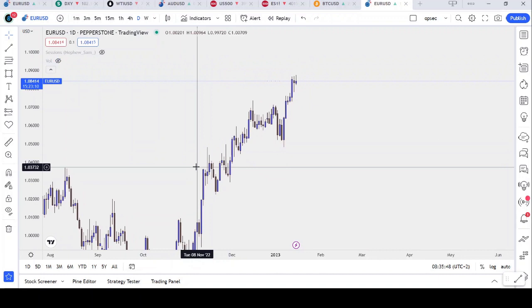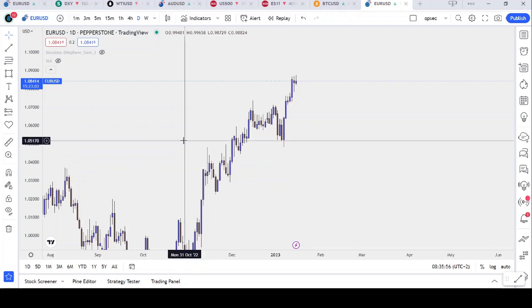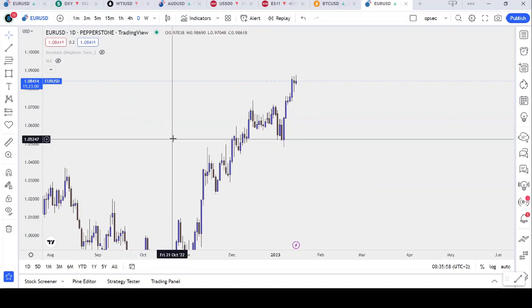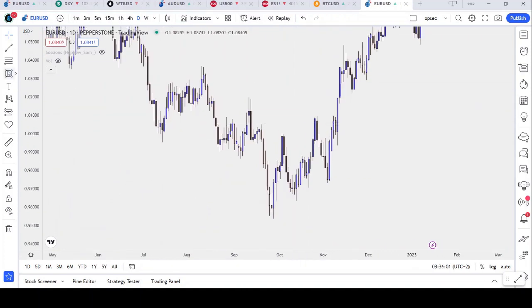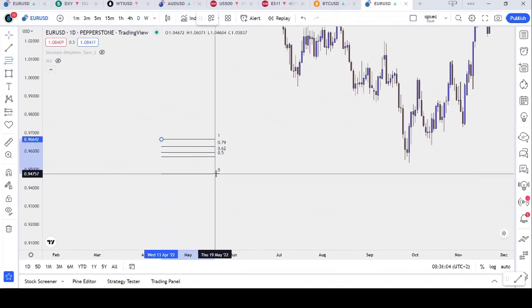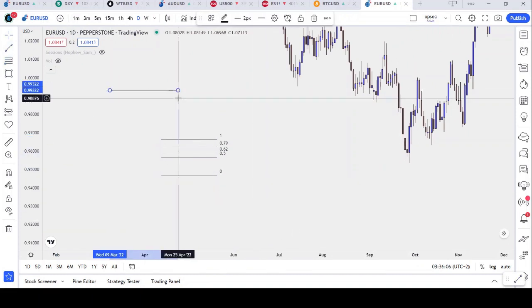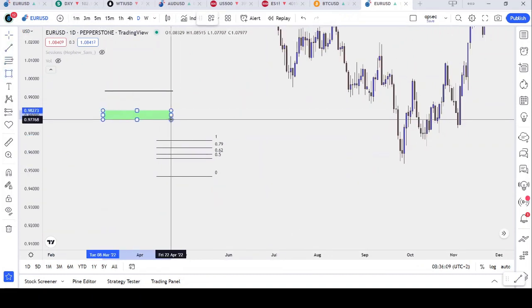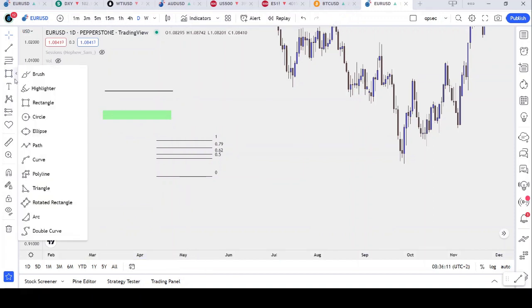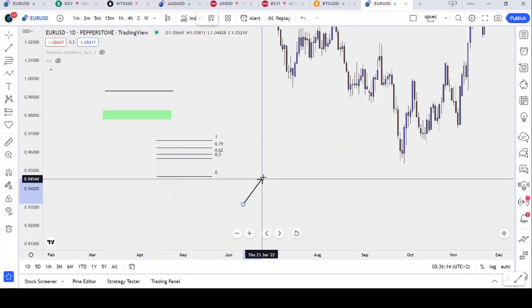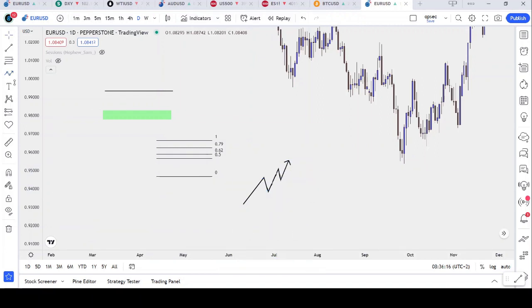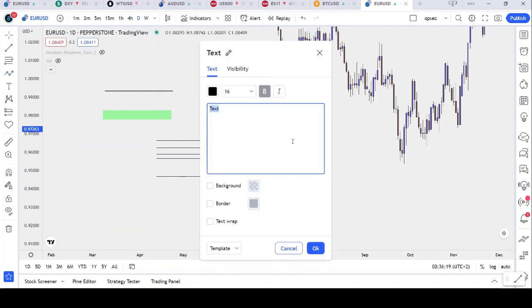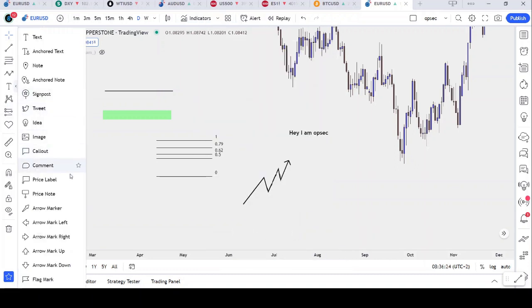So anyways, now let's get into technical analysis, because that is what you need to start learning in order to become a profitable trader. For technical analysis, there are three main tools: the Fibonacci, the trend line, and the rectangle. Those are the three main tools you're going to be using. Past that, you can also use a path, which is pretty nice, and then text, maybe to explain yourself. Hey, I am OPSEC. And then you can mess around with this.